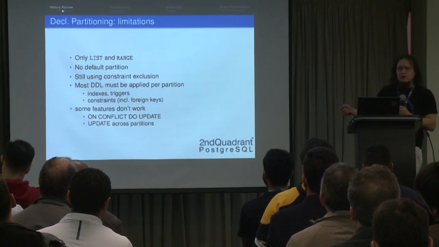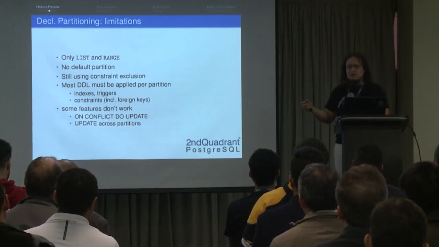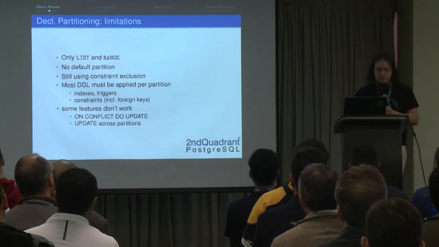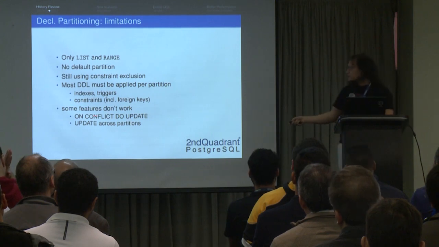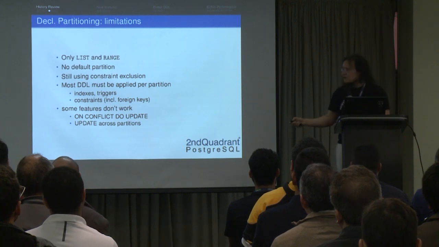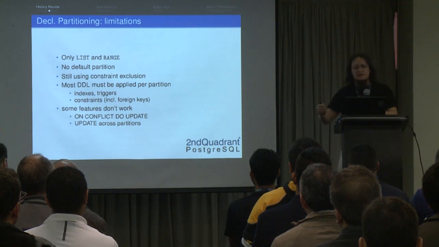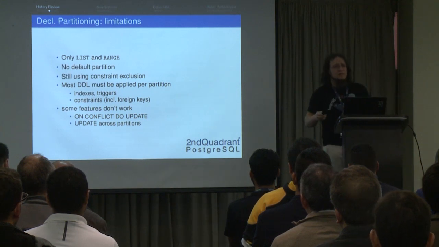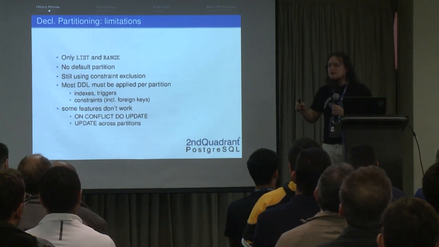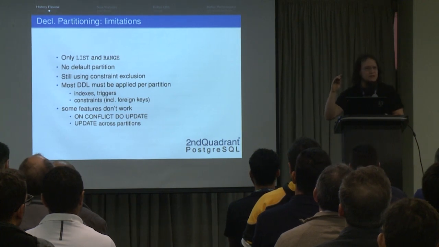Some trigger features work, but not all of them. And you can't have constraints across the whole partition setup. There are things such as on-conflict do update, which don't work at all. And other things such as updating a tuple and having it move to another partition doesn't work either. So the system was much better than what was before, but in PostgreSQL 10, it was still missing quite a lot of things. So things change in Postgres 11.